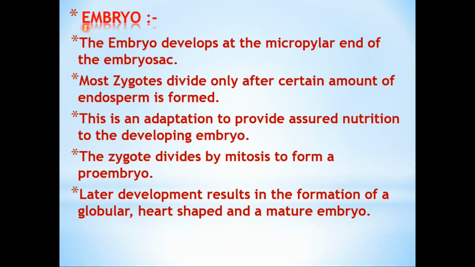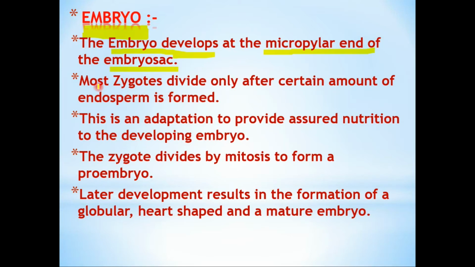Now we have seen that the endosperm development has already taken place, and now the endosperm is full of nutritive tissue. It has accumulated a lot of nutritious material so that it could nourish the developing embryo. So the zygote, which was a diploid structure formed as a result of syngamy or fertilization, now it is the time for the zygote to develop into an embryo, and this development will take place at the micropylar end of the embryo sac.